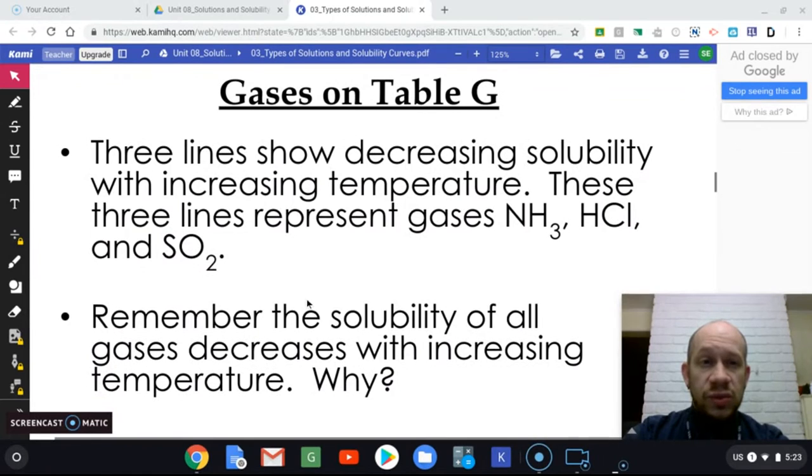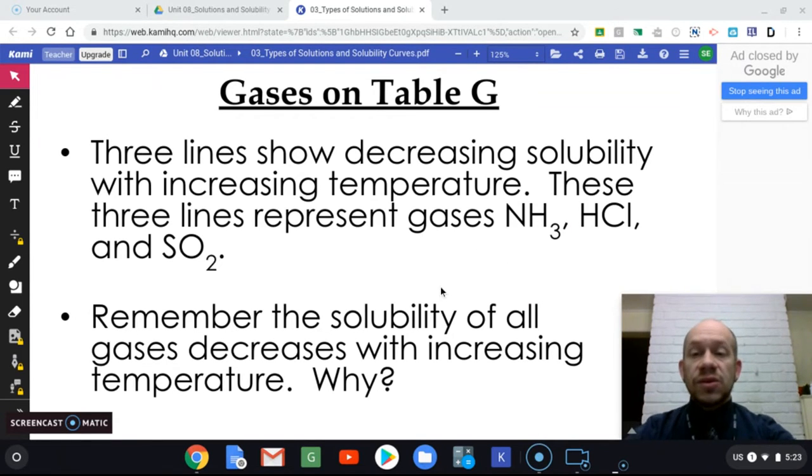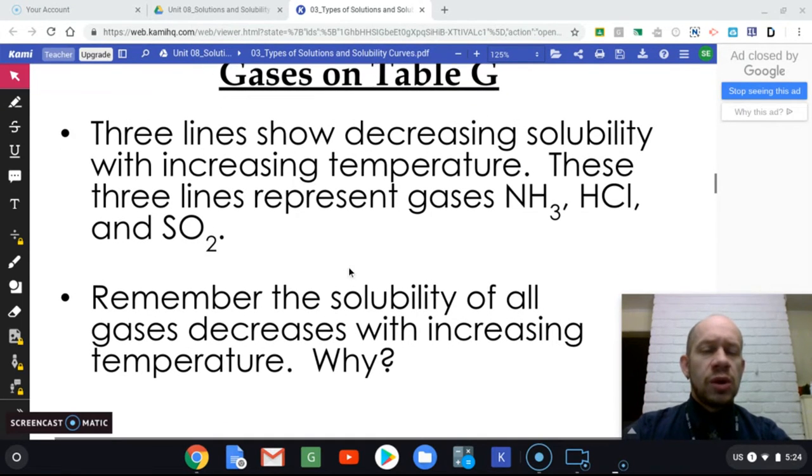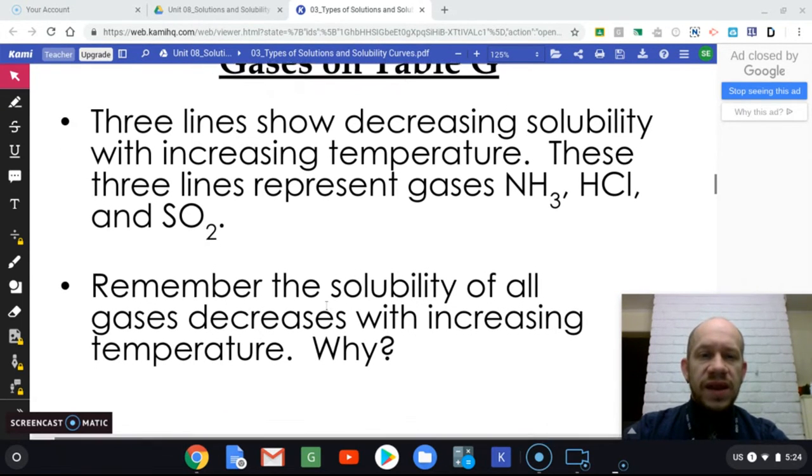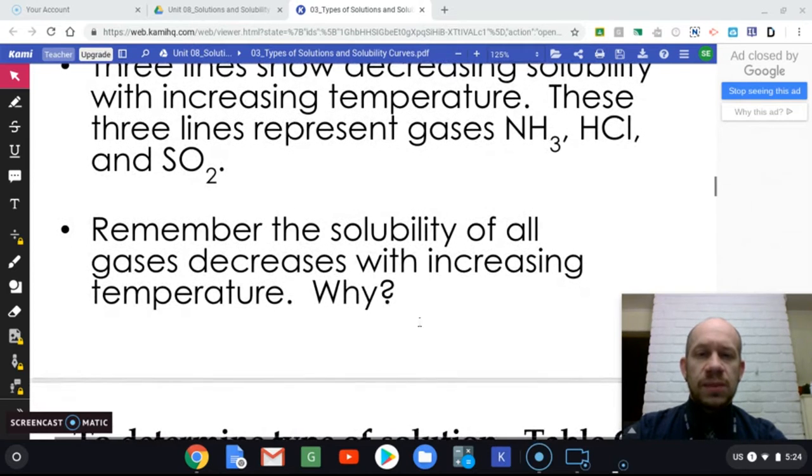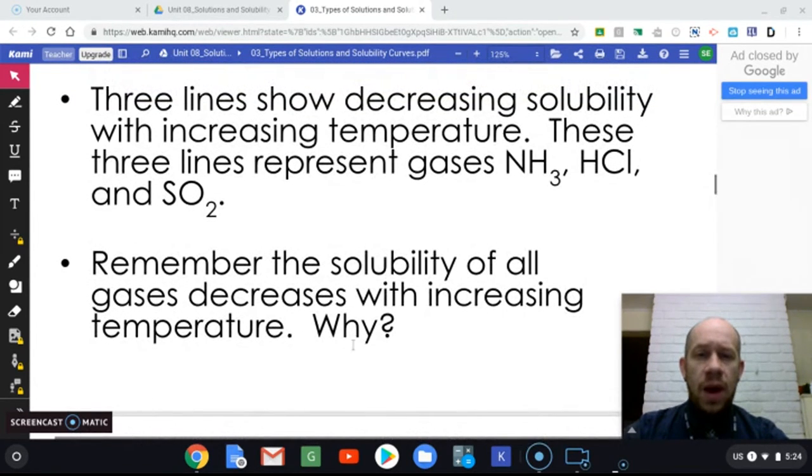On Table G, there are three gases. These three lines show a decreasing solubility with increasing temperature, because if you recall from our last lesson, solubility decreases as temperature increases for gases. So these three lines represent the gases NH3, HCl, and SO2. Remember, the solubility of all gases decreases with increasing temperature. Why? Recall why.